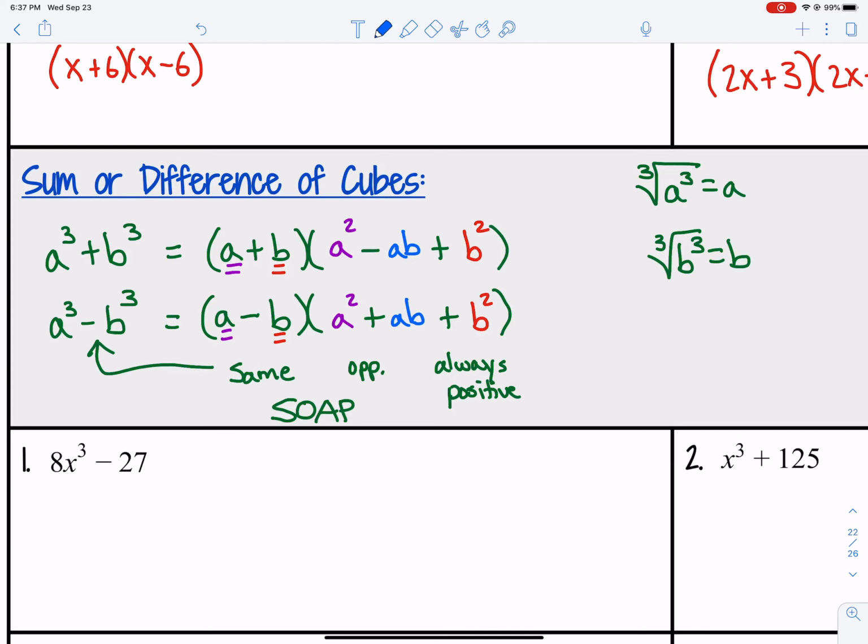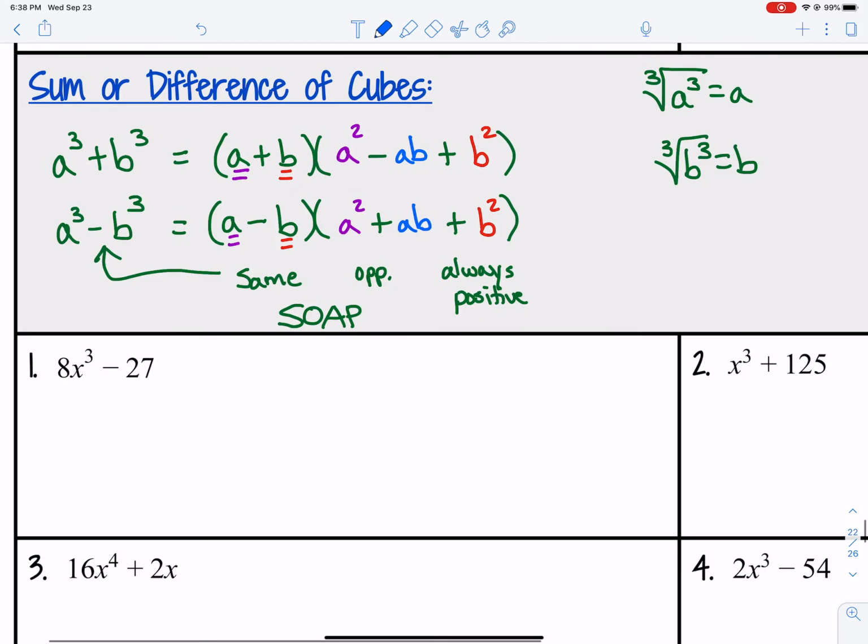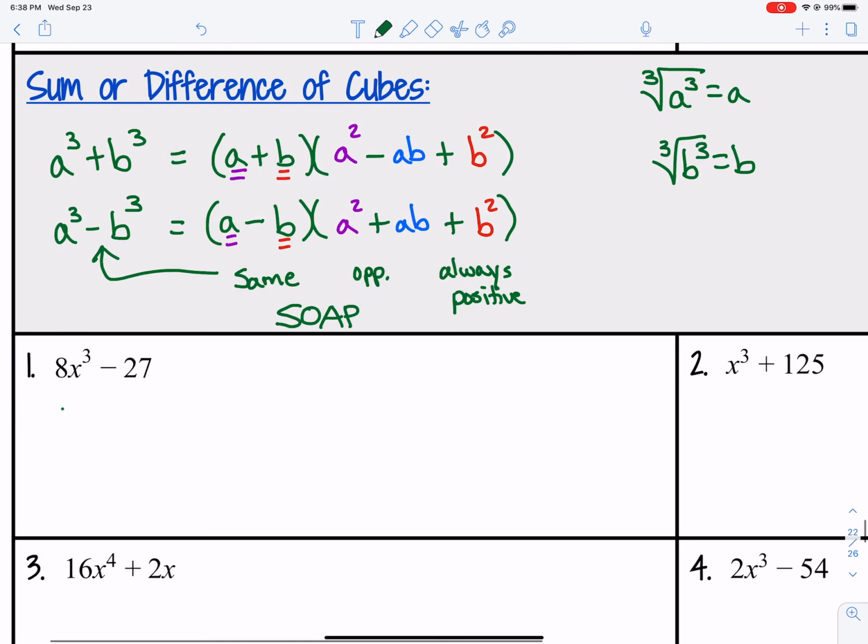All right, so let's put this into our examples. Number 1 is 8x cubed minus 27. What I'm going to do is set up a binomial and a trinomial factor. I noticed that 8, x cubed, and 27 are all perfect cubes. So we can take the cube root of 8x cubed, and we get 2x. And the cube root of 27 is 3. Let me write that down.